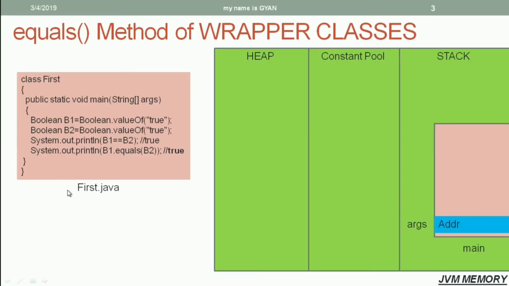Here in this case, we have the Java file First.java. In First.java, we have the class First. In the class First, we have the method main. In the method main, we are creating a new Boolean object which contains true in the constant pool. We know that when we call the method valueOf to create a new Boolean object, it will create it in the constant pool.